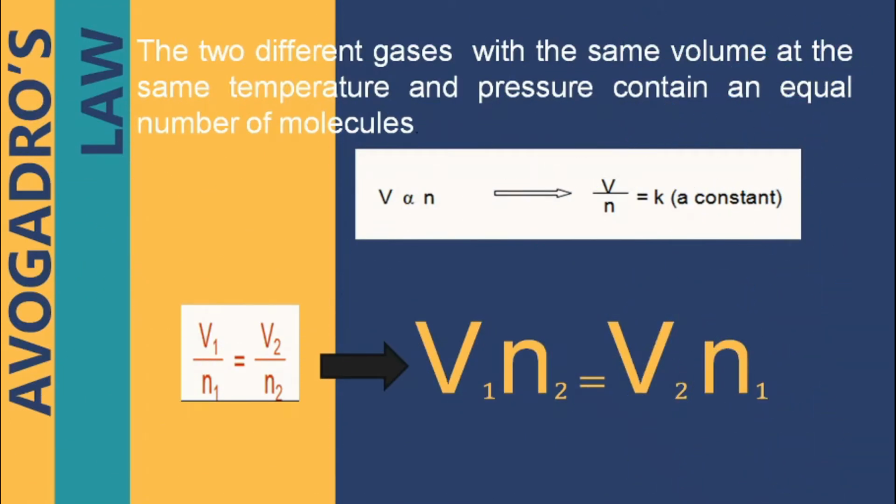Mathematically, Avogadro's law is expressed as V is directly proportional to N at constant pressure and temperature, where V is the volume and N is the number of molecules. The two different gases with the same volume at the same temperature and pressure contain an equal number of molecules. Mathematically, this can be expressed as V sub 1 over N sub 1 is equal to V sub 2 over N sub 2. Thus, V sub 1 times N sub 2 is equal to V sub 2 times N sub 1.